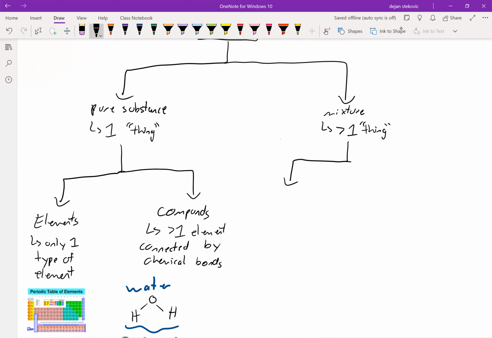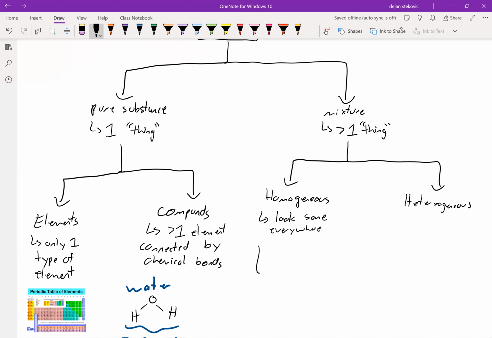In terms of mixtures, we now have more than one thing. And so we can classify these generally as homogeneous mixtures or heterogeneous mixtures. In a homogeneous mixture, it's going to look the same everywhere. So for example, if we have a bottle of orange Gatorade, it looks the same everywhere, right? If you have some Gatorade, it's orange, it's a liquid, and it's like that everywhere.